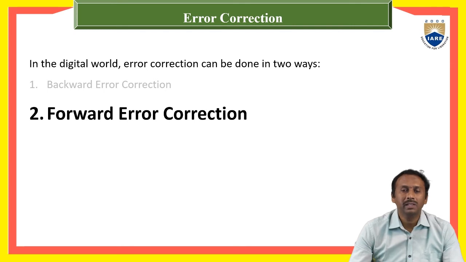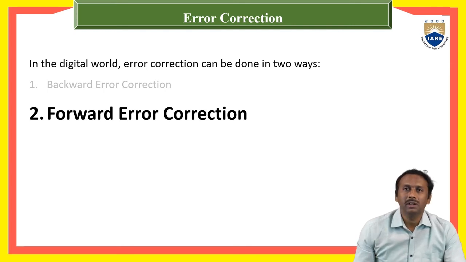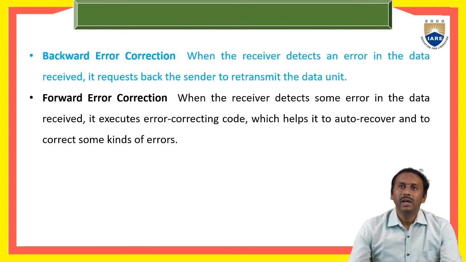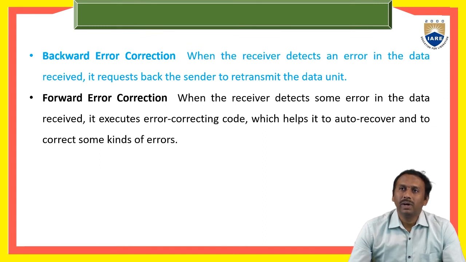One is backward, another one is forward. So we will see one by one. In backward error correction, when the receiver detects an error in the data received, it requests the sender to transmit the data unit again.